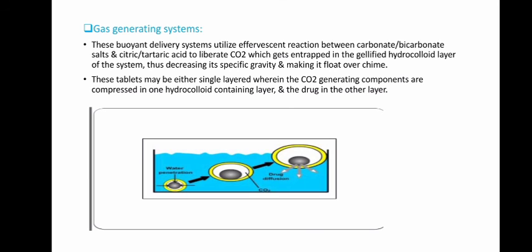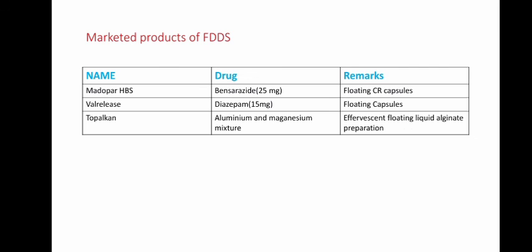When the system comes in contact with gastric fluid, the sodium bicarbonate and tartaric acid within the system react to liberate carbon dioxide, which pushes the polymer layer outside and allows the system to float over a chyme by reducing its specific gravity, and thus drug diffusion takes place. These are some marketed preparations of FDDS.